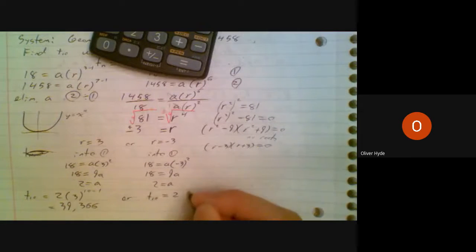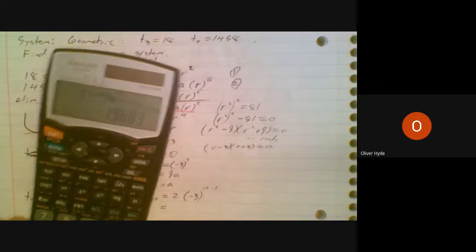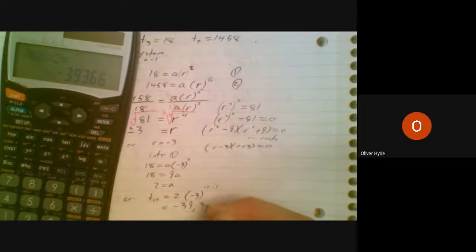T sub 10 in this case is going to be 2 times 3 to the exponent 10 minus 1. Little bit of calculator work here. 3 to the exponent 9 times 2. The 10th term could be 39,366. Or the 10th term could be 2 multiplied by negative 3 to the exponent 10 minus 1. Now, 10 minus 1 is 9. 9 is an odd exponent. Negative 3 to the exponent 9 is negative 19,683. When I double that, I get negative 39,366.